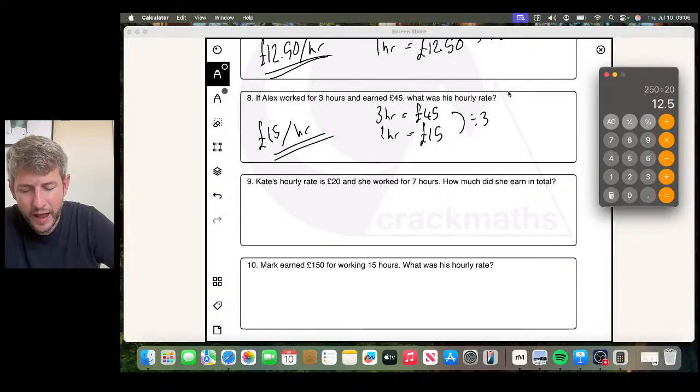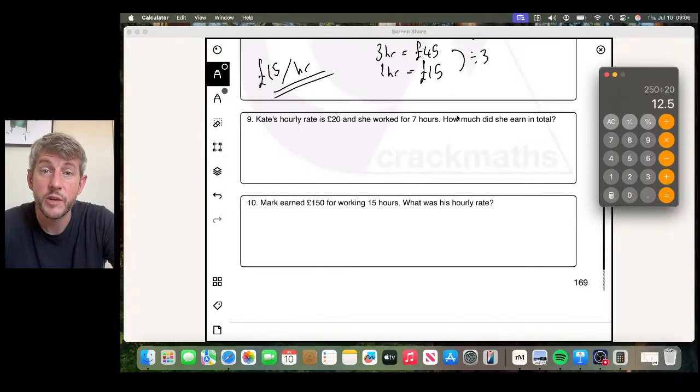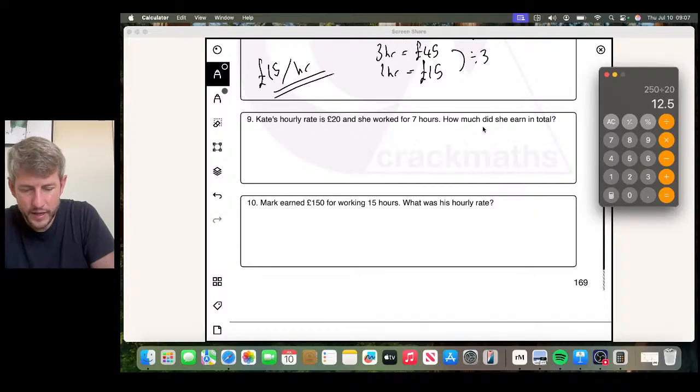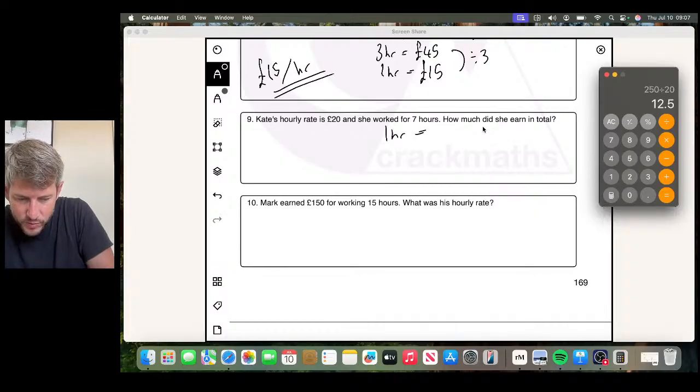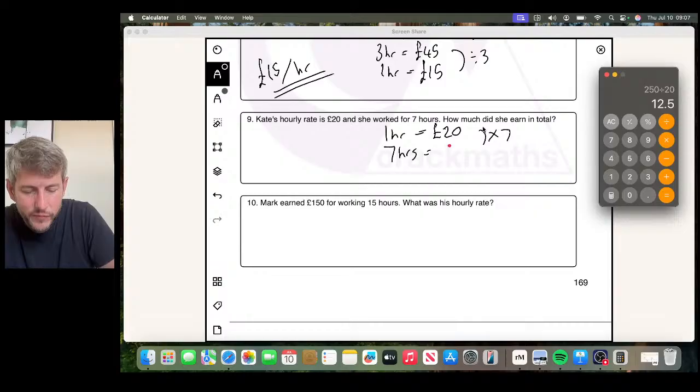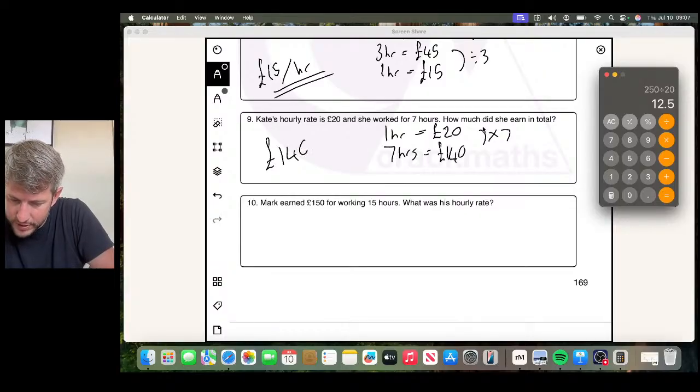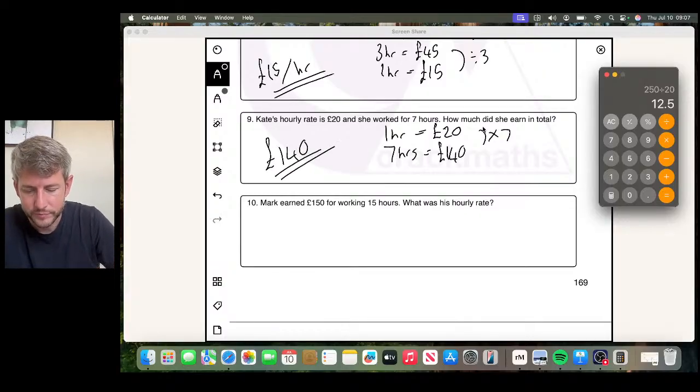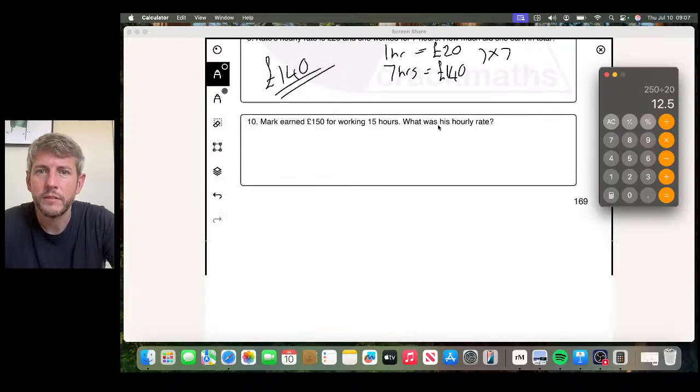Kate's hourly rate is £20 and she worked for 7 hours. So 1 hour gets Kate £20. 7 hours, well, she's going to get that £20 7 times. So we'll do 7 times 20 is £140. So let me write that over here, 140. Nice and clear.